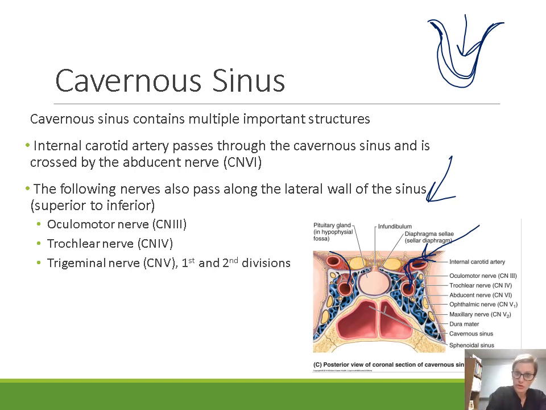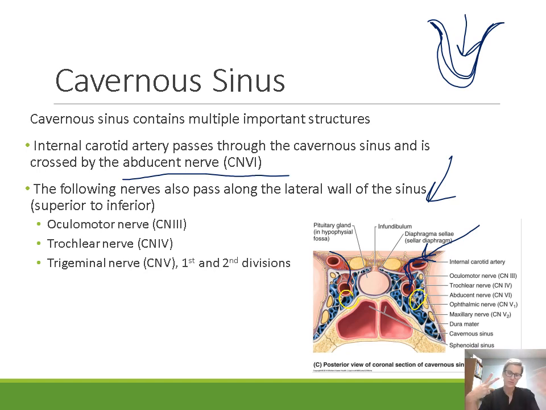The abducent nerve, cranial nerve 6, also passes through. It literally crosses over the internal carotid artery. So if you look right there underneath it, you can see, let me change colors. Right here, you see that little yellow dot? That's the abducent nerve. It's coming in from the side like this, and it's crossing over the internal carotid artery.